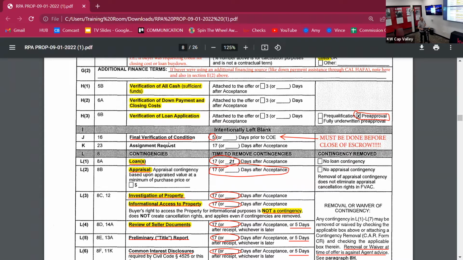Final verification of condition. This form, you've seen it, it's called verification of property. That's what this is. Final verification. The contract gives you the legal right to get the client into the property within 5 days before the escrow closes. So sometimes you'll get pushback from sellers, from listing agents. Well, it's not convenient. I don't care if it's convenient. We have a contractual right to do our final walk any time within 5 days of escrow. We want to exercise that when we come over and get it scheduled.